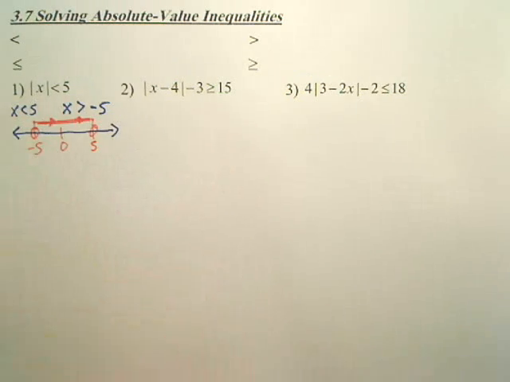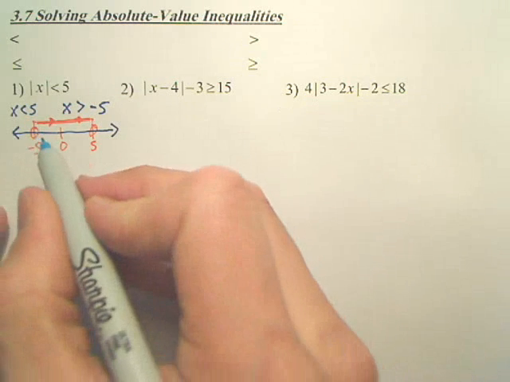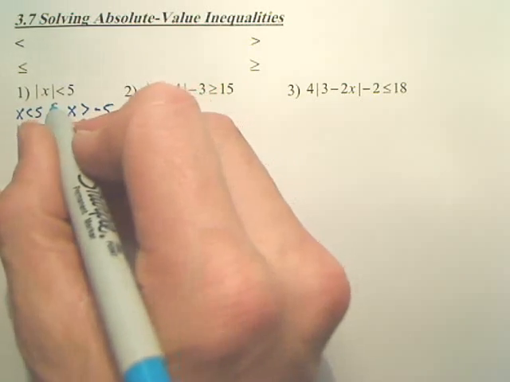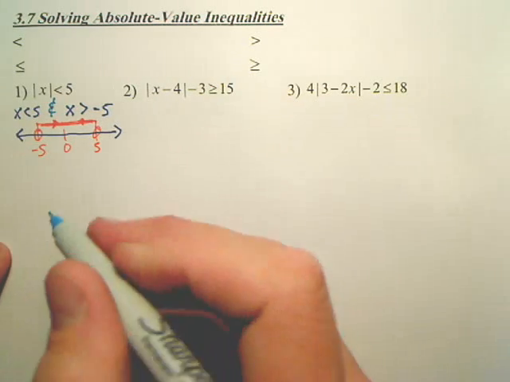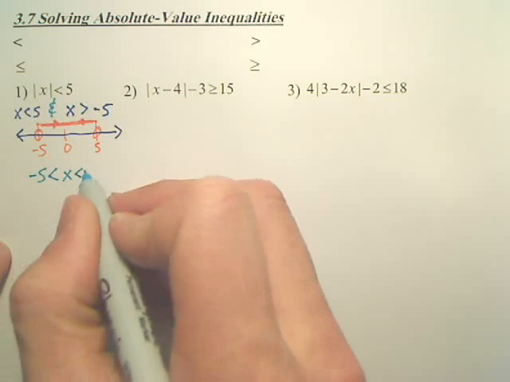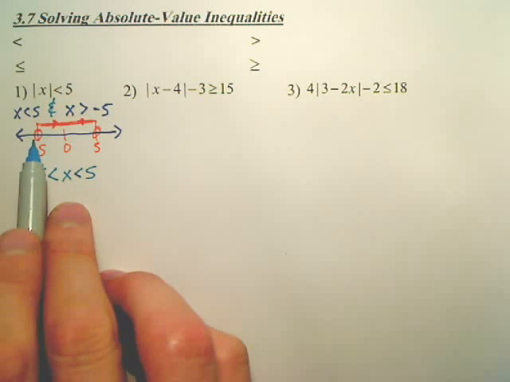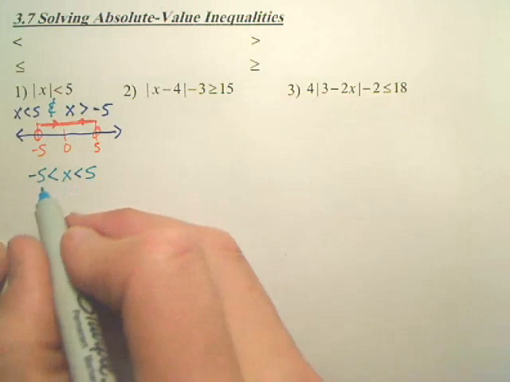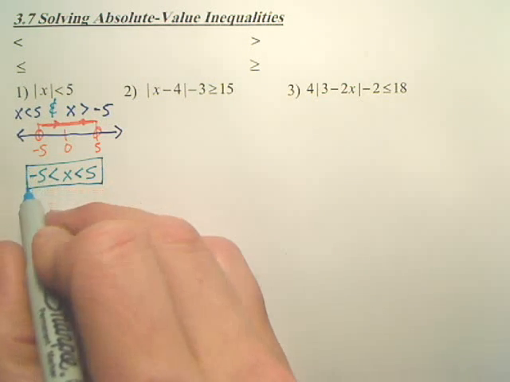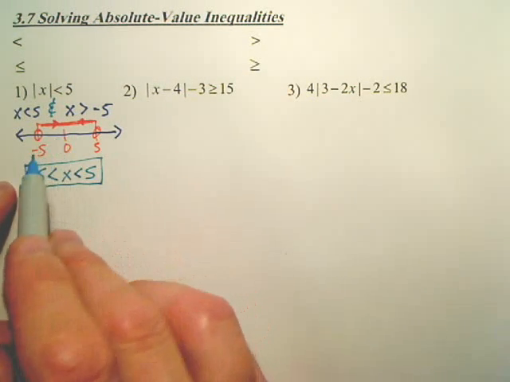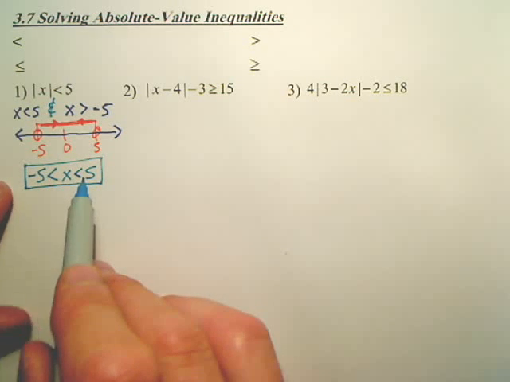Now, you have to write your answer in a special way. Whenever you get this in-between statement, it's an and. It becomes an and. And ands are always written like this. Do you see how you have negative 5, you have 5, and x is between? It's kind of annoying. Even my Algebra 2 kids struggle with it. But if you get an and statement where it's between, it's written like this.